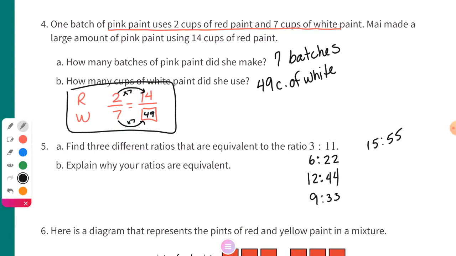Nolan, how do we know all of those are equivalent? Their simplest form is the same. Yes. Or they are the same in simplest form.